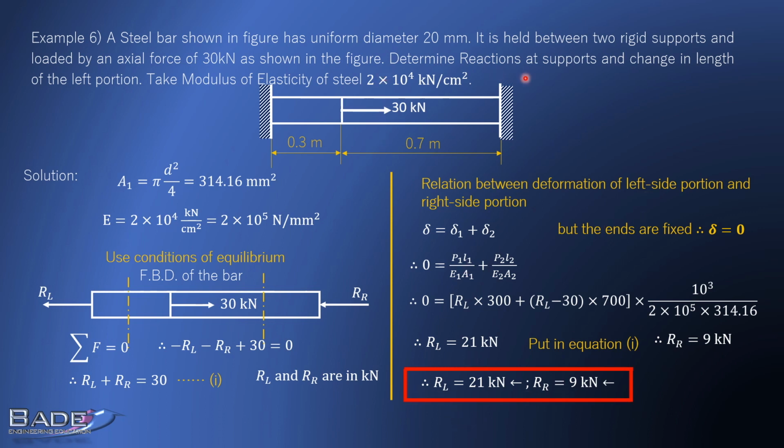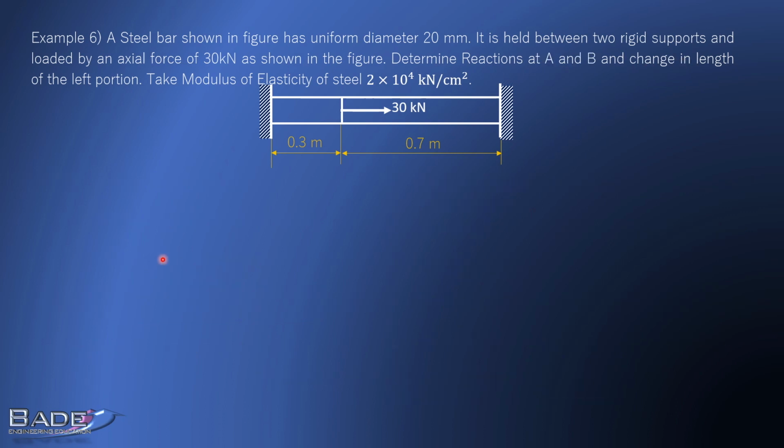We have found out reactions. What else is asked in the problem? Change in length of the left portion. Okay, left portion is this portion. We want to find change in length of this portion. That is delta 1. Change in length of this portion is delta 2.